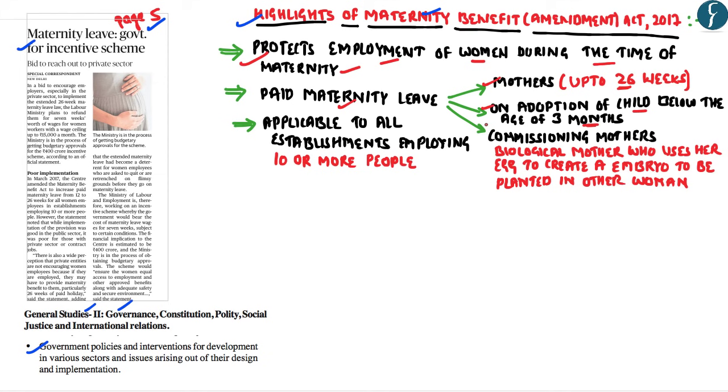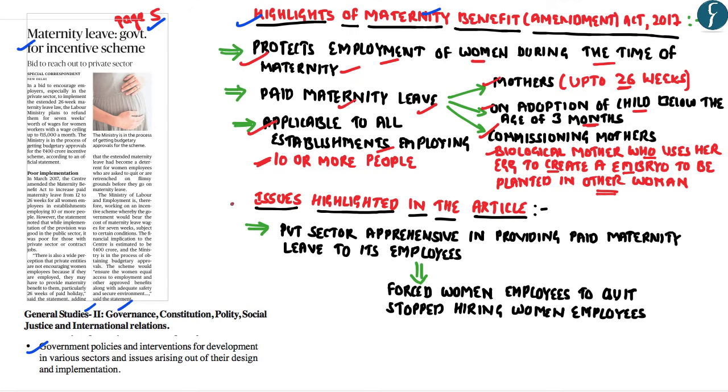Further, the paid maternity leave shall also be provided for the commissioning mothers. The commissioning mother is a biological mother who uses her egg to create an embryo to be implanted in other women, which in other terms is also referred to as surrogacy. So, a biological mother in case of surrogacy can also get paid maternity leave from the company. Further, this particular amendment is applicable to all the establishments which employ 10 or more people.